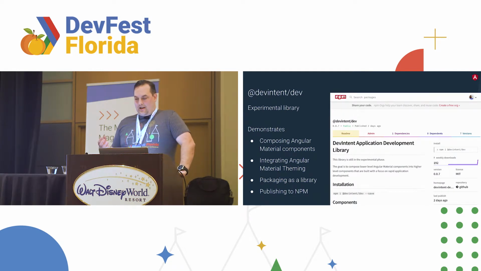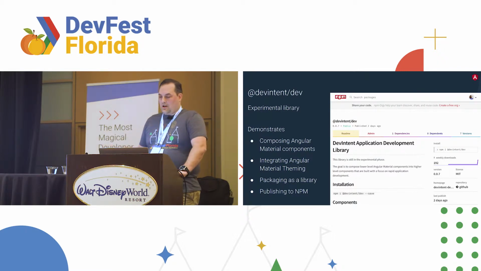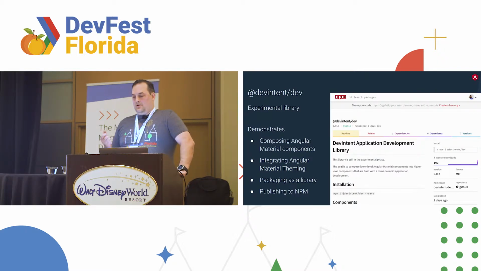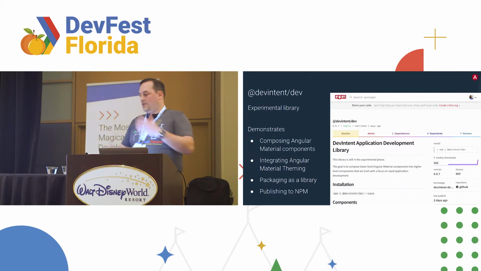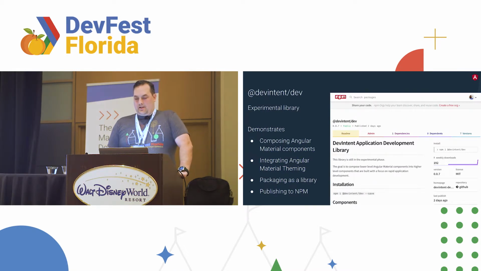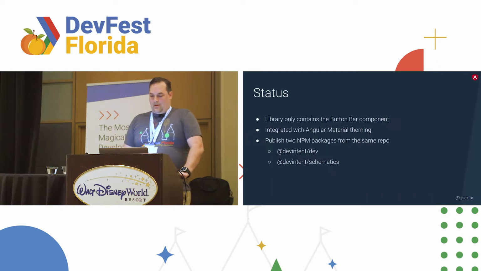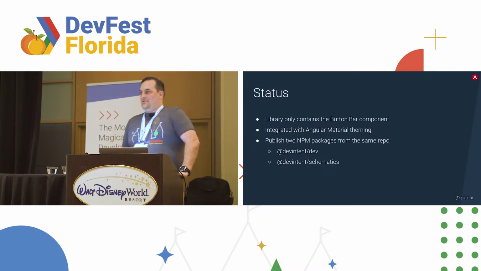So I have a library out there. It's published on NPM. It's experimental. It shows how to author a third-party library, which integrates with Angular Material theming. It shows how to combine and compose different Material elements or components into a higher level component. So a button bar is made up of quite a few different things. Additionally, it demonstrates how to package and publish a library on NPM using the latest Angular CLI. So currently, the library just has the button bar.